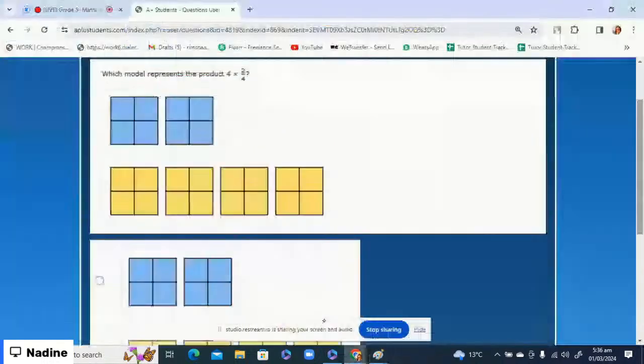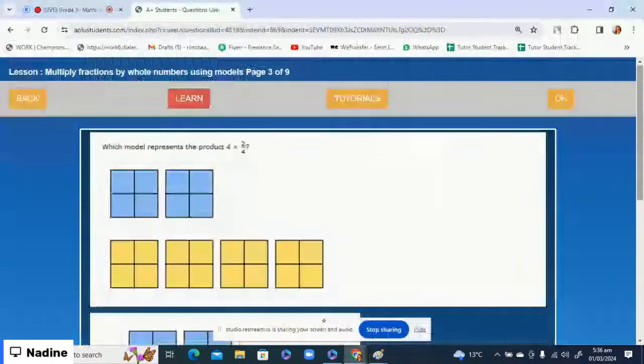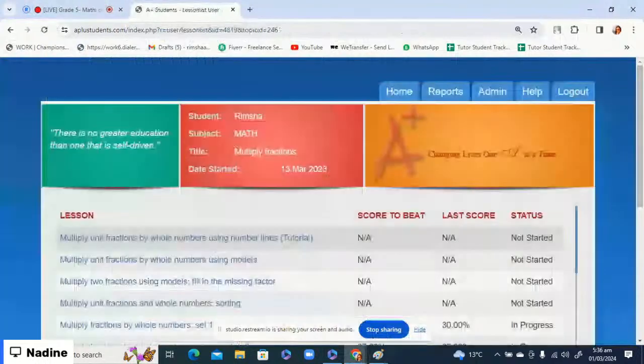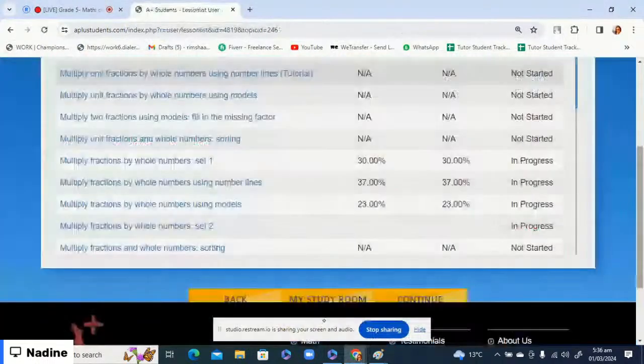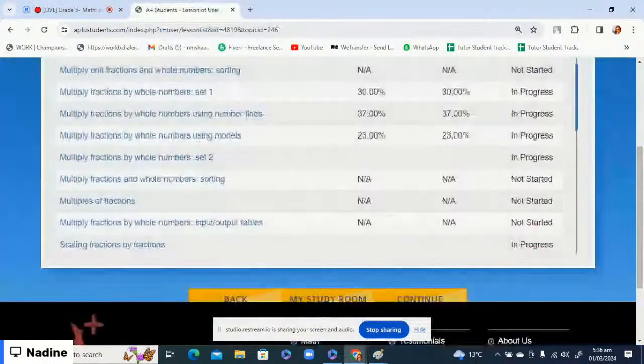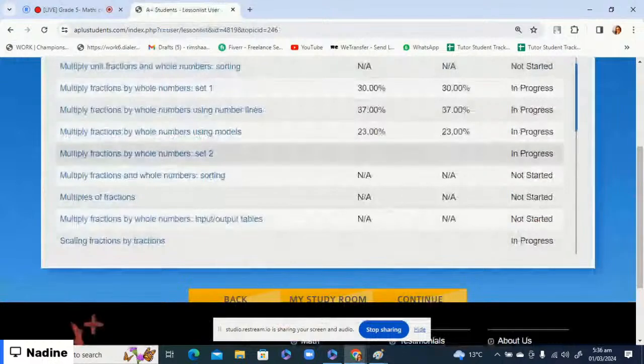We are going to write it that way. Hope you guys understand this lesson. Then let's do the last one. This one. Multiply the fractions by whole numbers. Set 2. Okay?